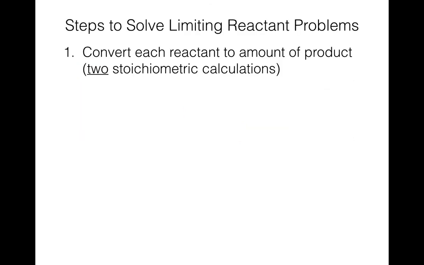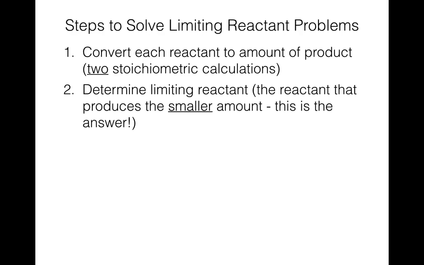So the steps here, which I just explained, when you get a chemistry problem, you'll follow these same steps. So you'll take each reactant separately and convert it to the product. So that's going to require 2 stoichiometric calculations. Usually that means 2 mass-to-mass calculations. So you'll take the mass of one reactant, convert it to the product, and then you'll take the mass of the other reactant and convert it to the same product. And then you'll compare those numbers.